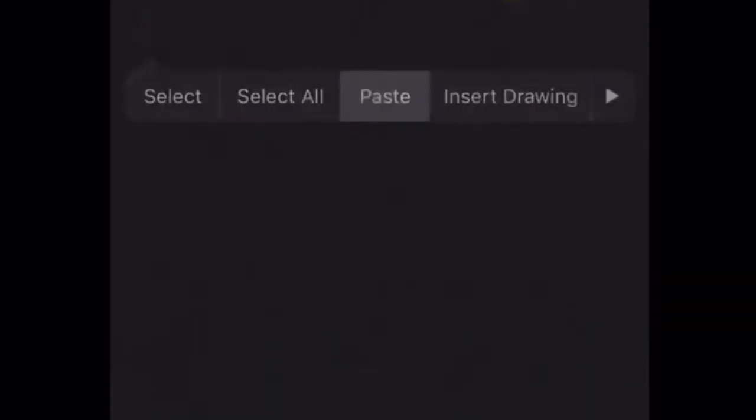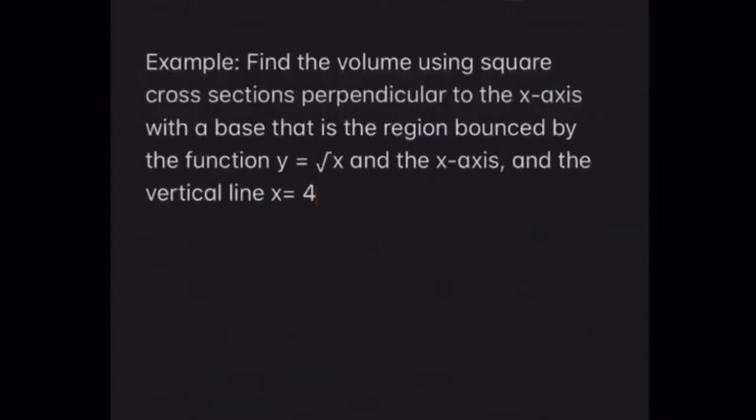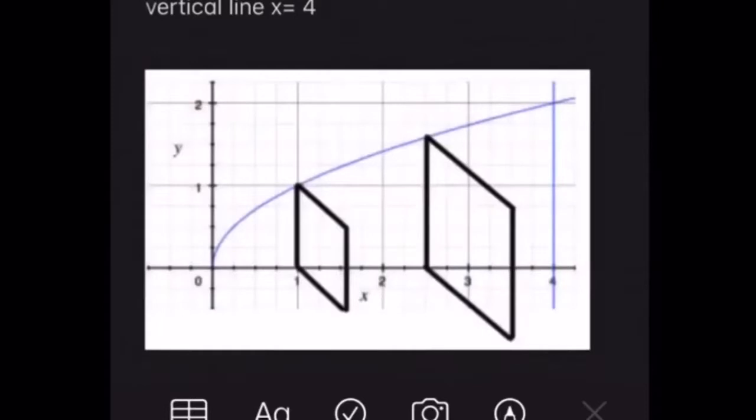The example is to find the volume using square cross-sections perpendicular to the x-axis with a base that is the region bounded by the function y equals the square root of x and the x-axis and the vertical line x equals 4. We must first envision the cross-sections, and to do this we place the side of the square in the coordinate plane so that the square is coming directly out of the plane towards the viewer. In reality, there will be a number of adjacent squares to create an accurate volume because we need an infinite amount, but these representative shapes give us a good enough viewpoint.